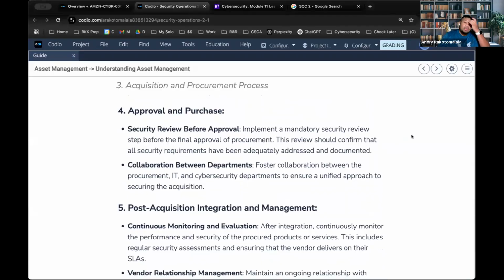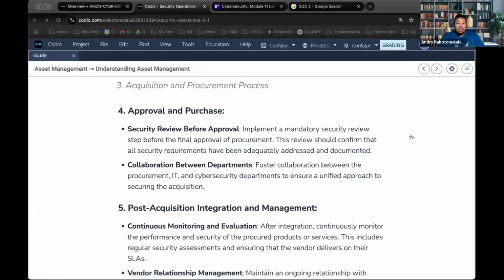Now, typically during the acquisition and procurement process, senior leadership is not involved yet. The key decision makers aren't involved yet. These are individual contributors and team members that go through this entire process. Then it goes to the people that make the bigger decisions. Now it'll go through a security review before it goes into approval.